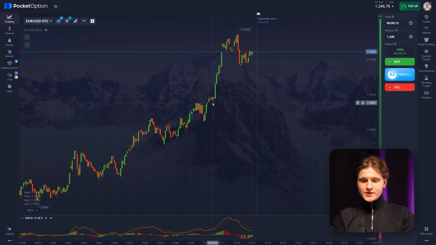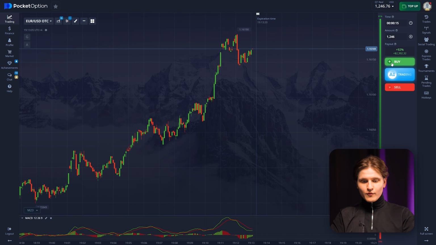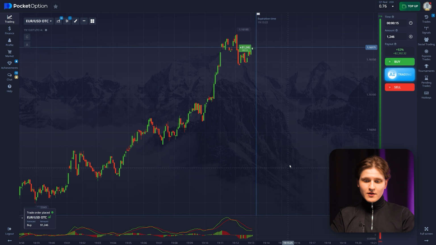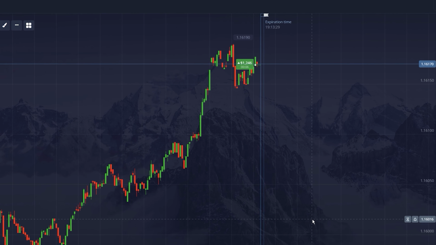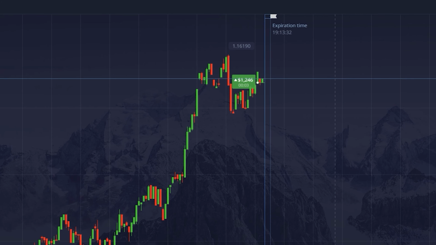Moving on. What we see here is that we have a downward movement. It is over, and the indicator indicates the continuation of the upward movement. Let's give it a try.